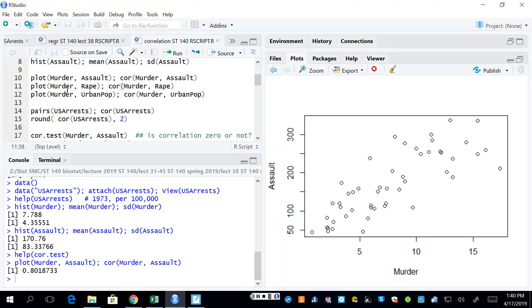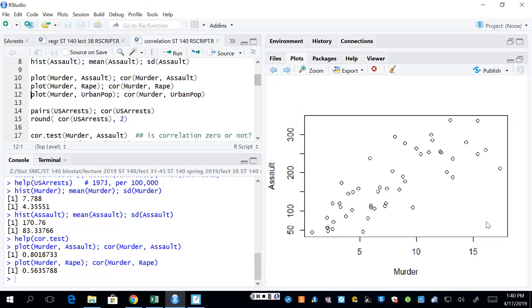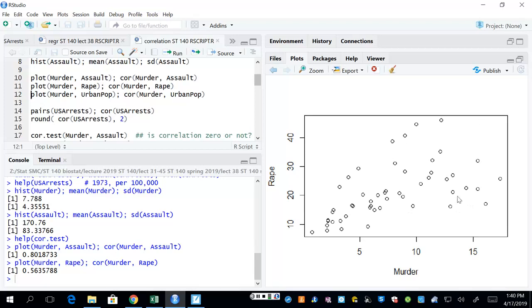The relationship between the arrests for murder and rape, that's the plot. Does this look stronger or weaker than the other one? Looks a little bit weaker, right? That looks kind of more conforming to the pattern. This has a little more variability in there. The correlation is actually 0.56, so it's going down a little bit.